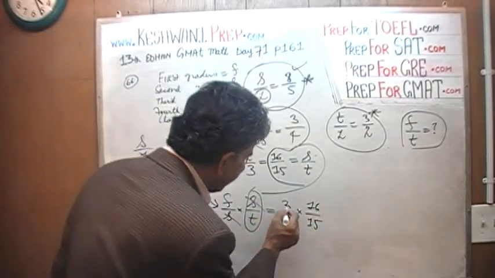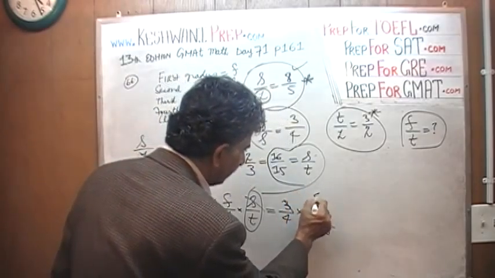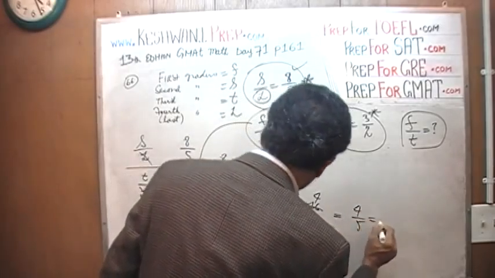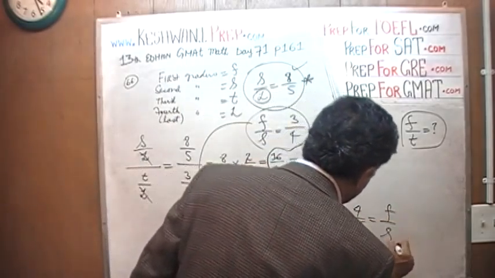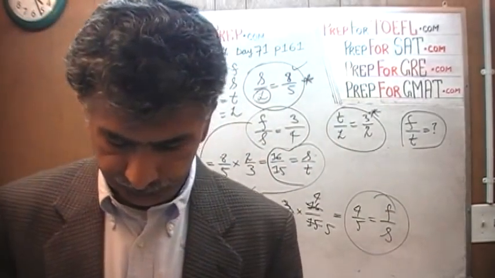Divide the top and bottom by 3, 3 cancels out and 15 becomes 5. Divide the top and bottom by 4, 16 becomes 4, and this 4 cancels out, and the answer is 4 to 5. The ratio of first grader to third grader is 4 to 5. That's it, we are done. That's all there was. Nothing to it.